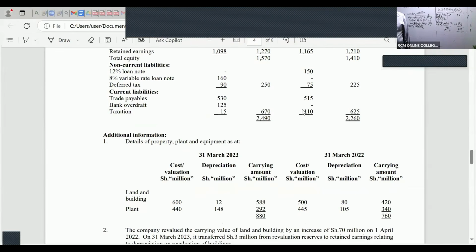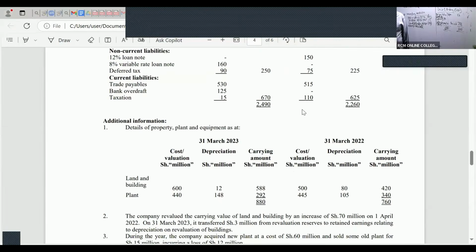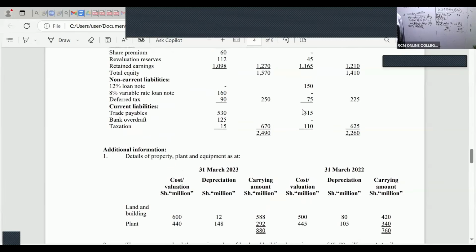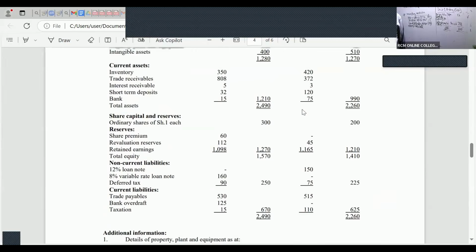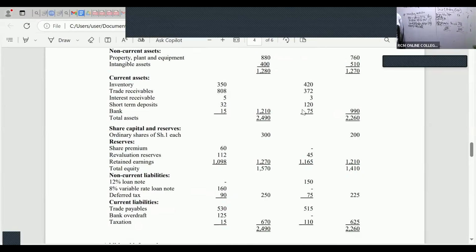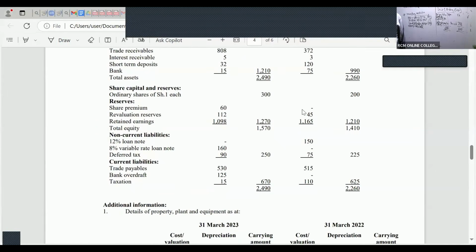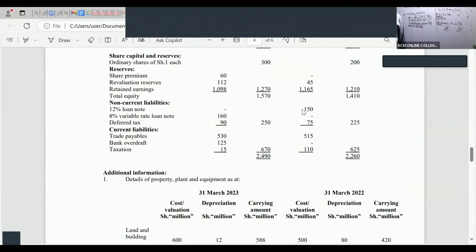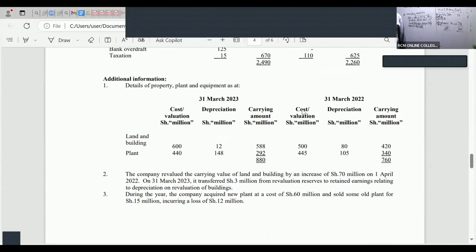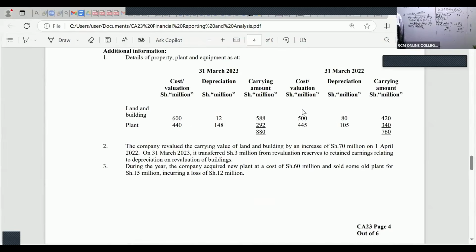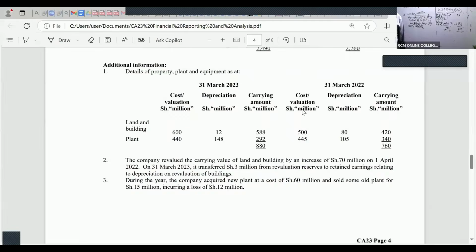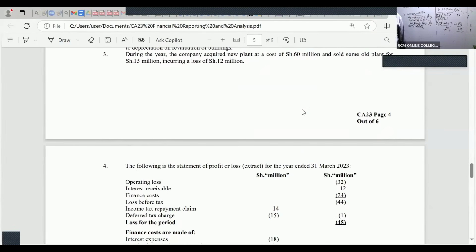Under current liabilities, are we able to see anything on interest? Because interest received in the year, ladies and gentlemen, is an investing activity. Anybody who is able to see any note talking about interest? The receivable one is 12, okay.